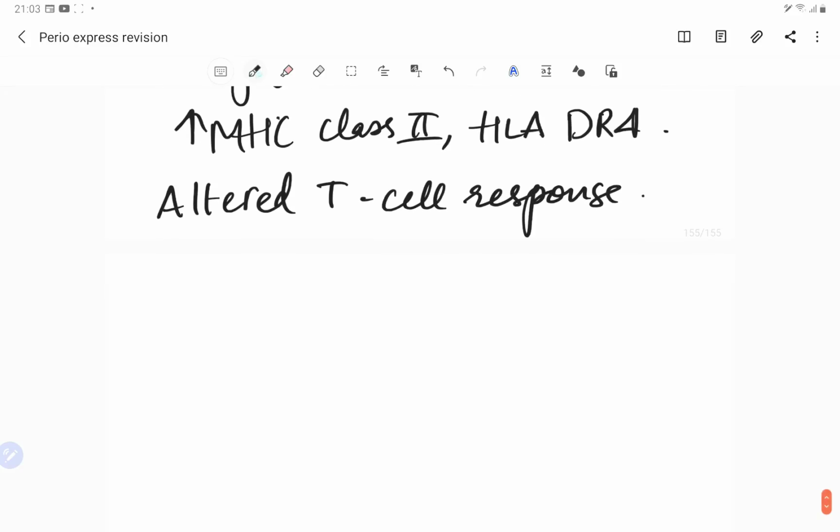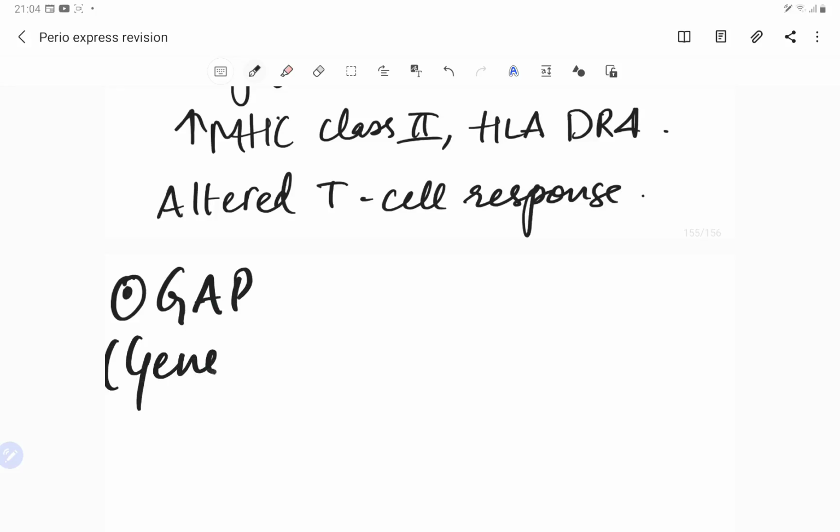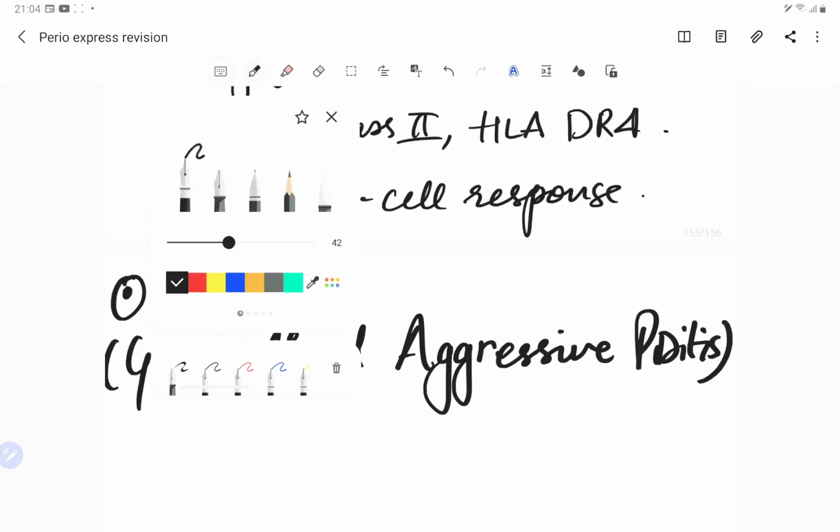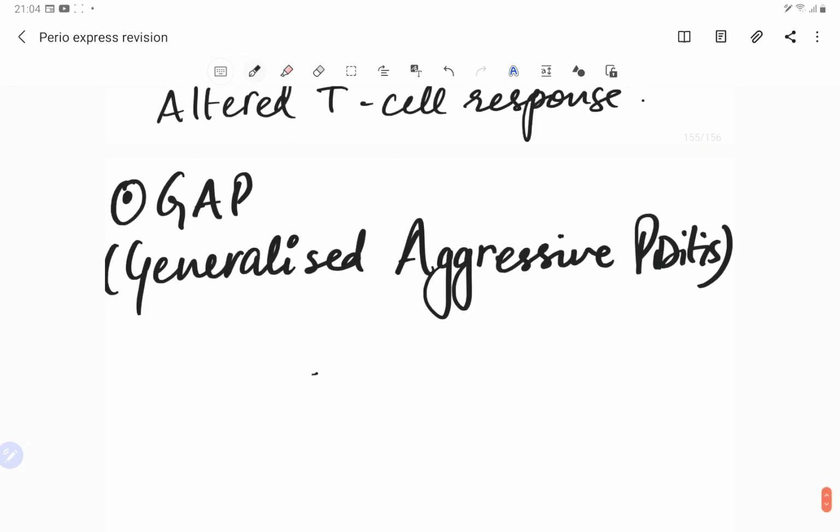So guys, if we talk about the generalized aggressive periodontitis, that means we are not talking about just the first molar and the incisors. We are talking about more sites involvement, when the aggressive periodontitis is involving multiple sites in the mouth. So how many sites? We call it the generalized.